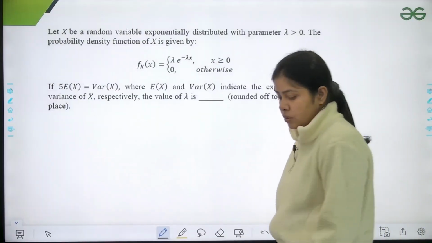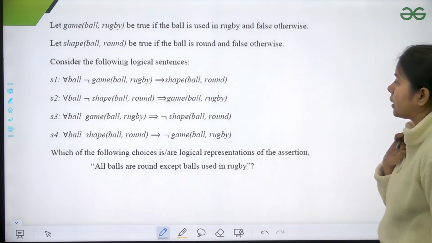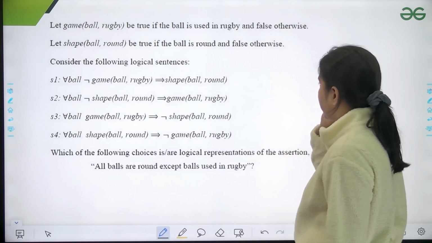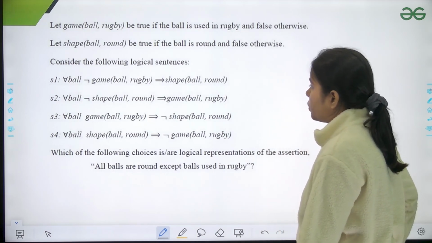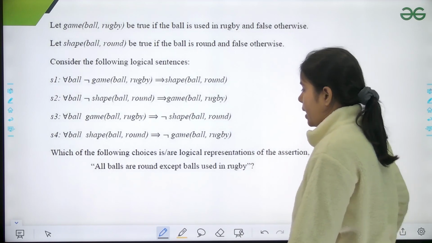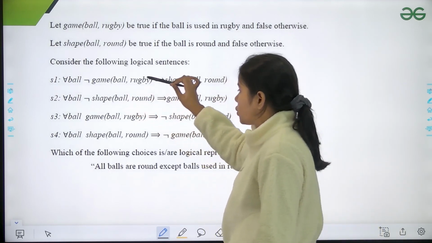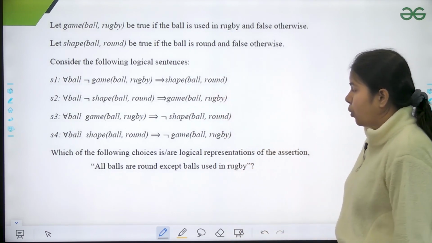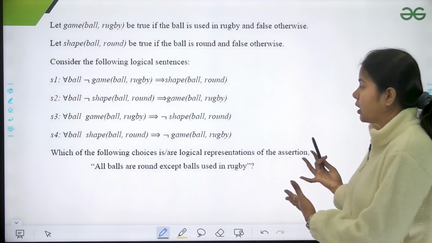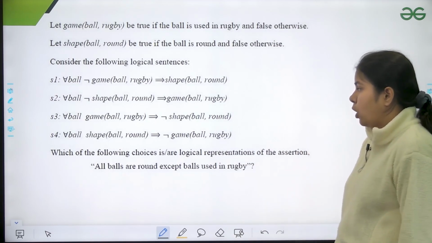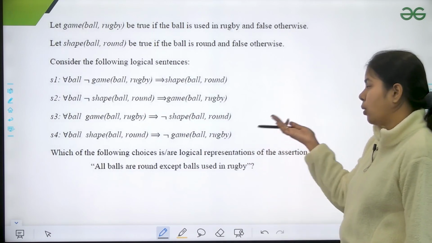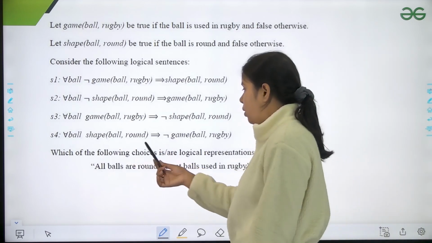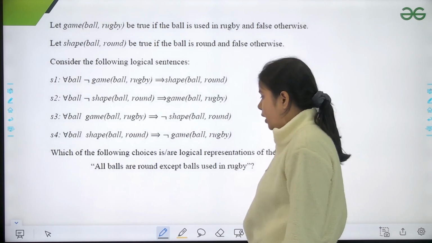Okay, now let's see the next question. So this is another question. It says: let game(ball, rugby) be true if the ball is used in rugby and false otherwise. Shape(ball, round) be true if the ball is round and false otherwise. S1: for all ball, negation of game(ball, rugby) implies shape(ball, round). S2: for all ball, negation of shape(ball, round) implies game(ball, rugby). S3: for all ball, game(ball, rugby) implies negation of shape(ball, round). S4: for all ball, shape(ball, round) implies negation of game(ball, rugby).